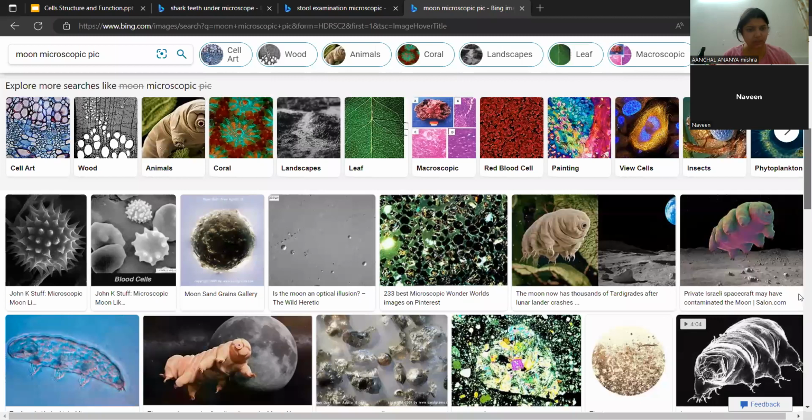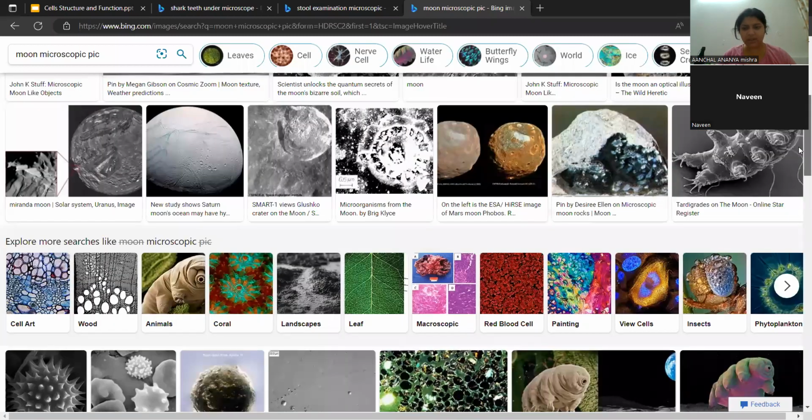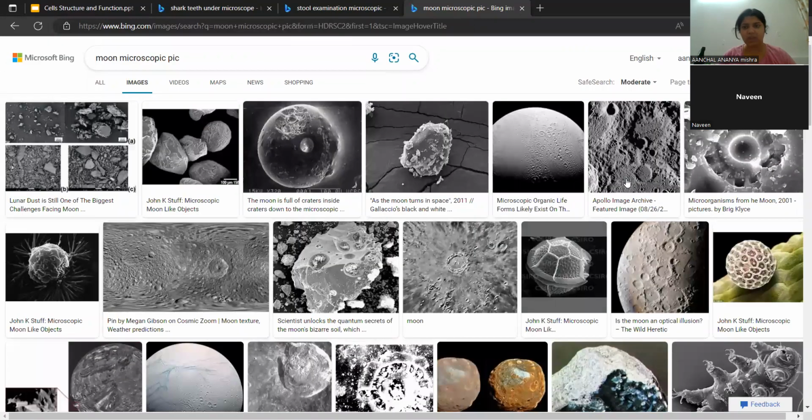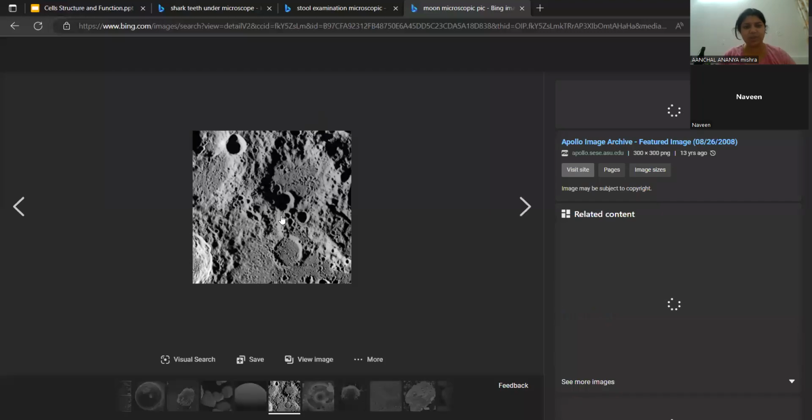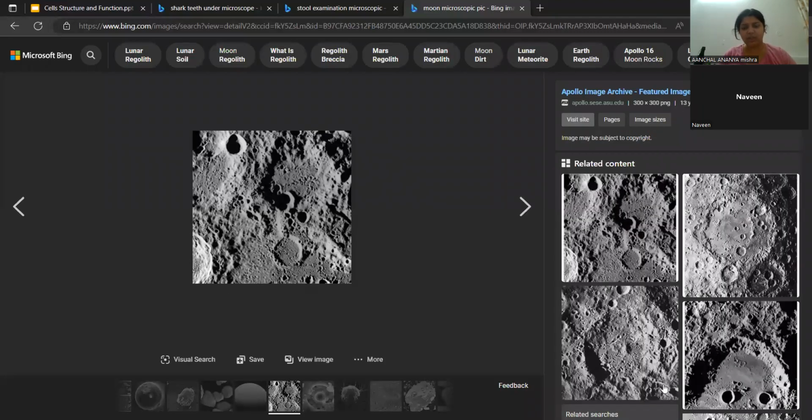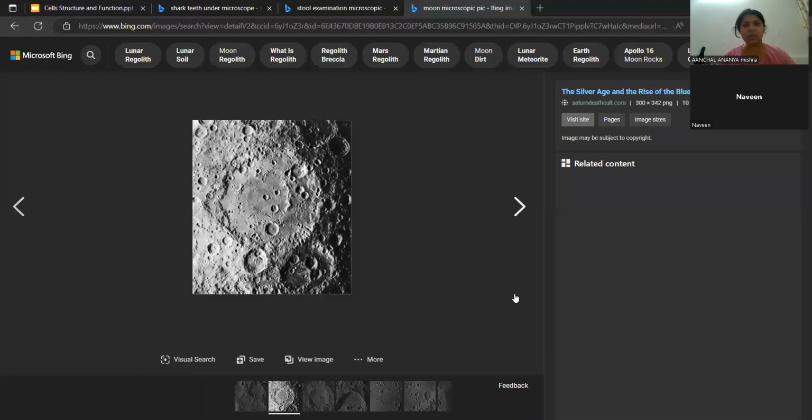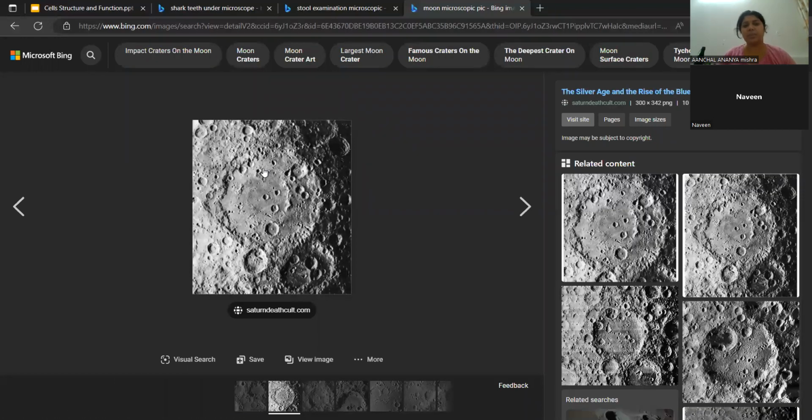It's not actually the microscopic picture. It's like a zoomed in picture of the moon itself. It is showing all the craters and holes that are present in the moon. See over here, it is not the microscopic picture, right? As I said, the microscope is used to observe things that are not visible with our eyes.